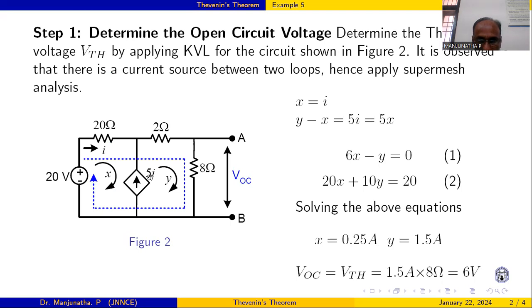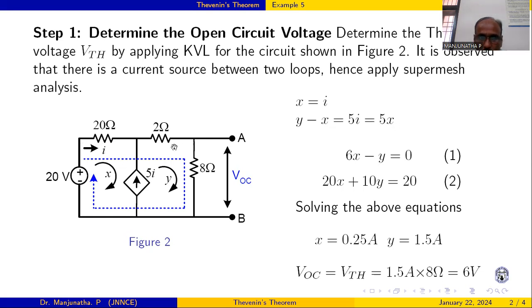So this is phi Y, and X and Y. Also this X is equal to I here. And Y minus X is equal to phi Y. And I is equal to X, so this is phi X. This is for this current.